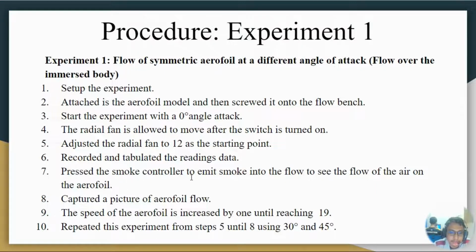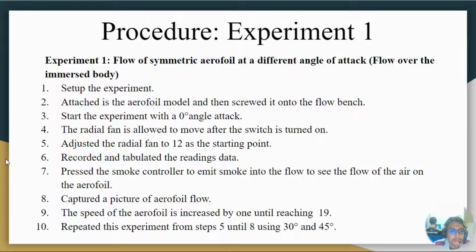Next, press the smoke controller to emit smoke into the flow to see the flow of the air on the aerofoil. Then capture a picture of the aerofoil flow. The speed of the aerofoil is increased by 1 until reaching 90. And the last one, we need to repeat this experiment from step 5 until 8 using 30 and 45 degrees.